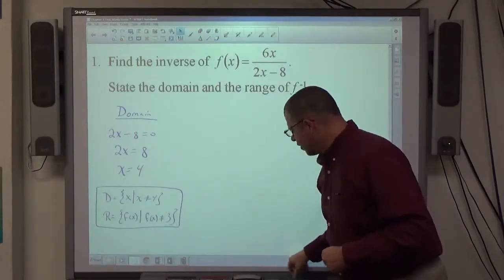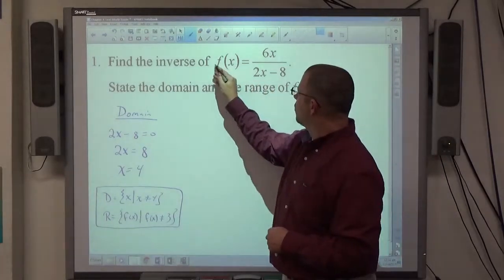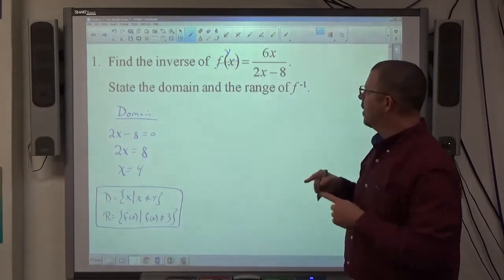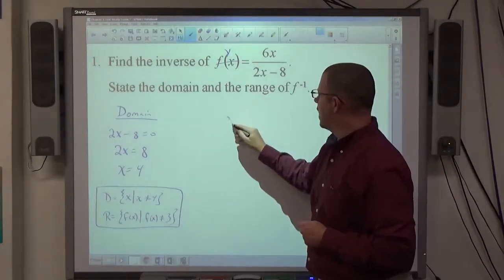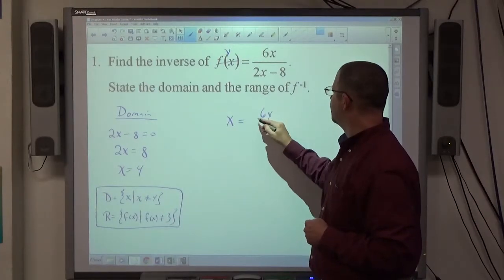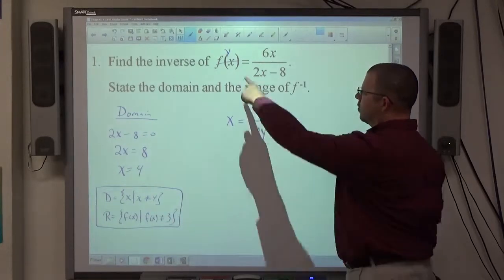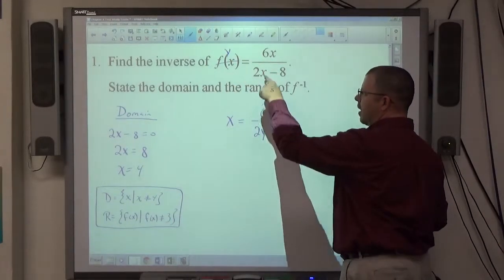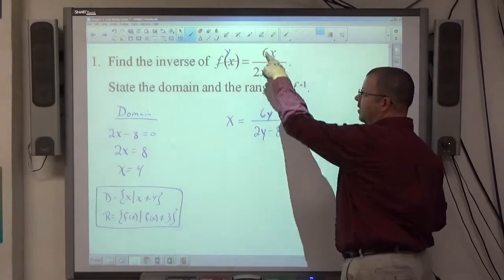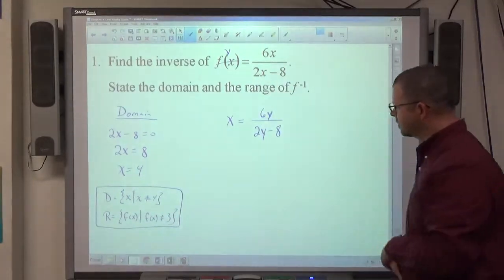To actually create the inverse function, we're going to call this y. And we're just going to swap the x and y coordinates. So every y becomes an x, every x becomes a y. So this y became x, this x became y, this x became y, this 8 stayed 8, this 6 stayed 6, the 2 stayed 2.